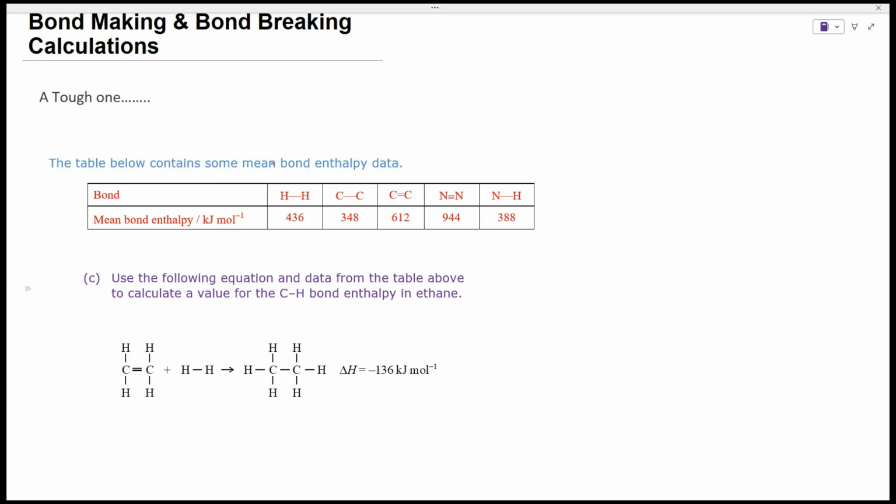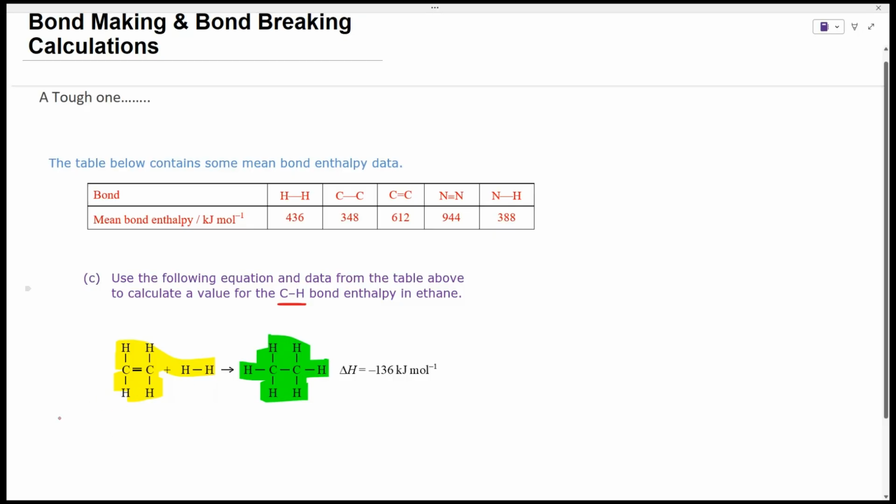The table below contains some mean bond enthalpy data. So we've been given a bunch of values. It then says use the following equation and the data to find the C-H bond enthalpy. Now you'll notice that C-H appears on both sides. So what we're going to do is highlight our reactants, as we do, and then highlight our products. Now, what we've got to remember is the answer of minus 136 has been given to us. I've got to try and work out what the unknown is using that.